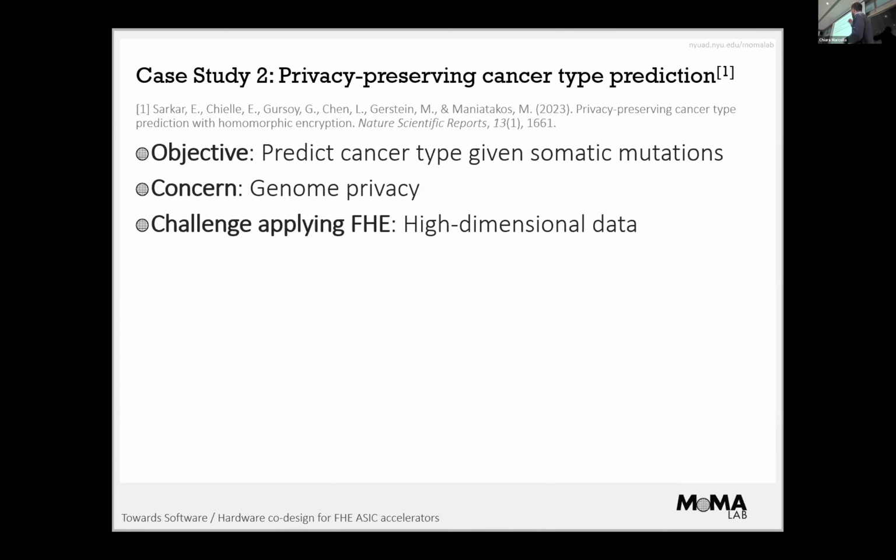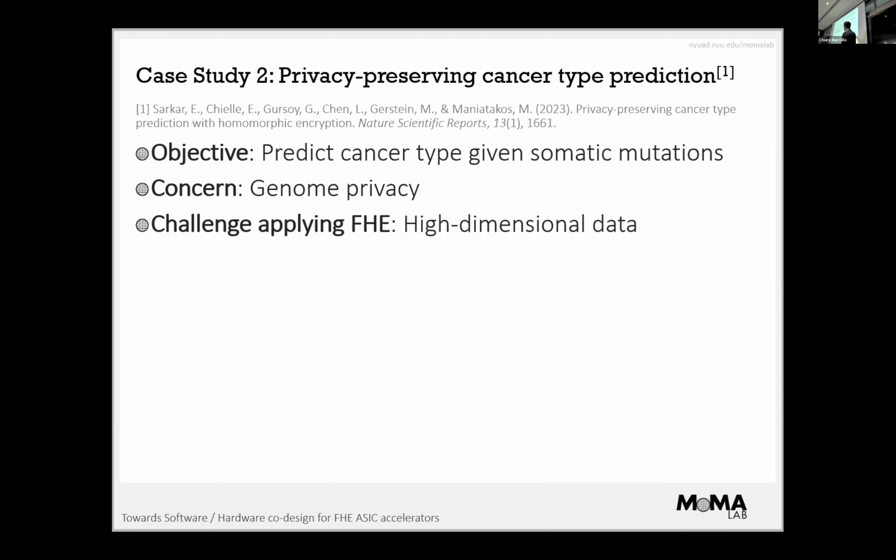And the other case study was the competition after. We just got a paper accepted in Nature Scientific Reports, which is on cancer type prediction. The problem and the objective are similar, right? We want to understand the prediction of cancer, which is the example I was giving before, given somatic mutations. We're born with DNA that's the same in the beginning, but then our cells mutate all the time. So given our current mutations, we can understand where we're heading.